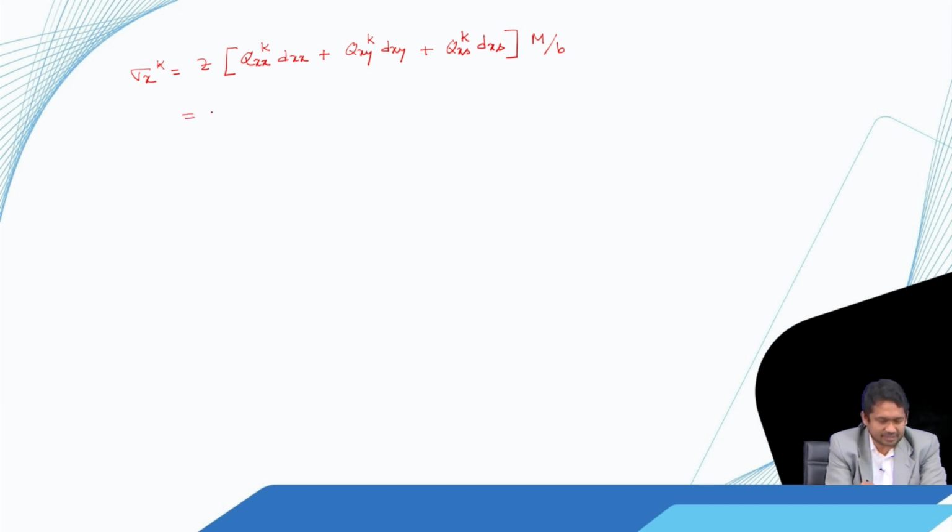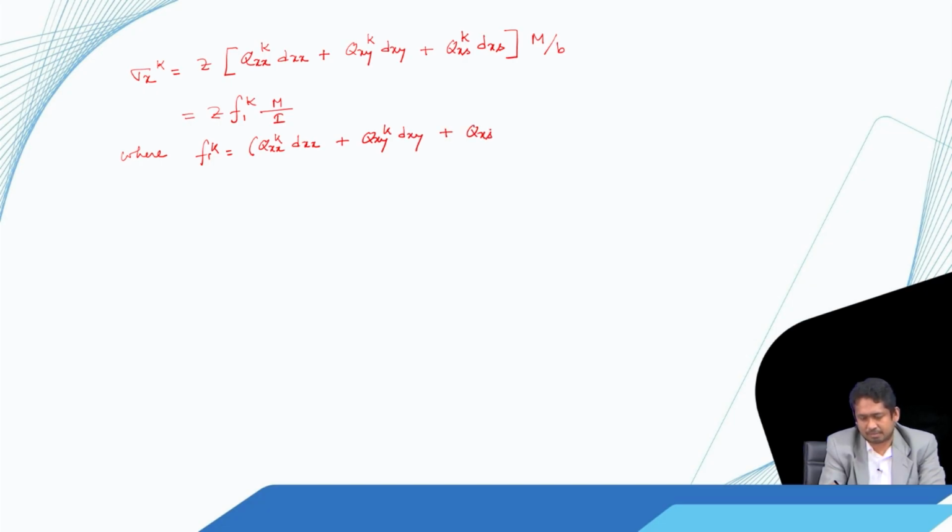And then we can write this as z into f1 k into M by I, where f1 k is equal to qxx for the kth layer into dxx plus qxy for the kth layer into dxy plus qxs for the kth layer into dxs. So, this is basically rewriting this equation in a compact form like this.